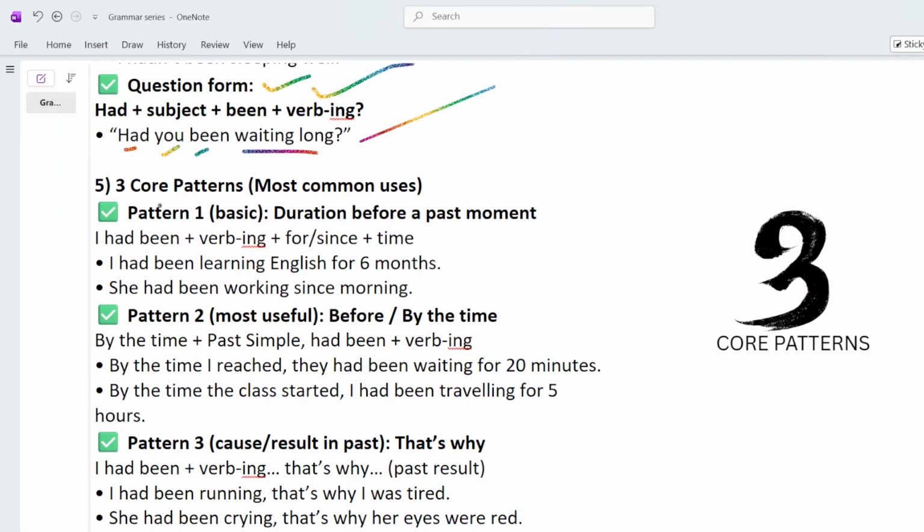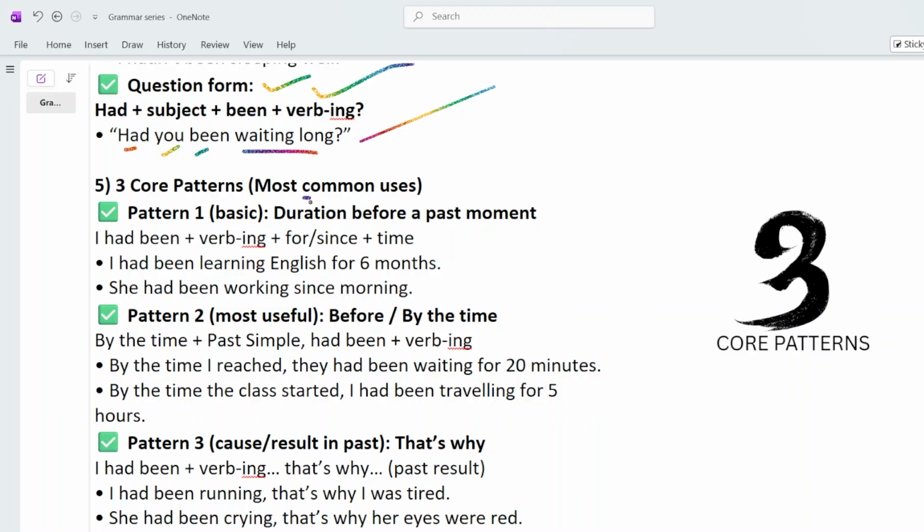Great. Quickly, let us look at the three core patterns for today, because these are the most common uses. These three core patterns can be used by different levels of English, in the sense that people who are at the basic level can also understand what I mean by these patterns. Intermediate users can also go ahead and revamp the way they articulate these sentences.